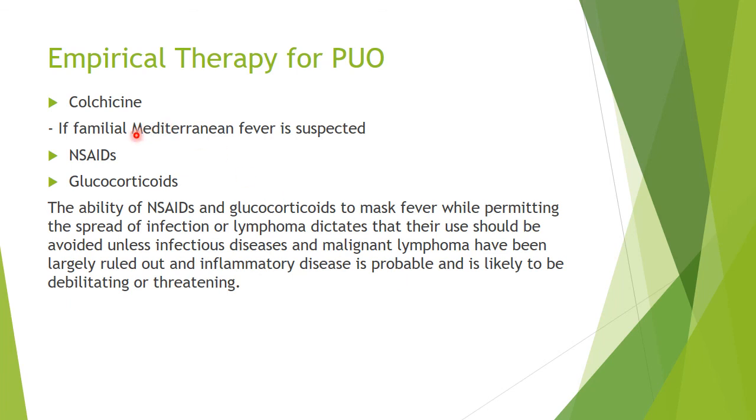Another one is colchicine, if familial Mediterranean fever is suspected, and NSAIDs and glucocorticoids. The ability of NSAIDs and glucocorticoids to mask the fever while permitting the spread of infection or lymphoma dictates that their use should be avoided until infectious disease and malignant lymphoma have been largely ruled out. An inflammatory disease is then probable and is likely to be debilitating or threatening. So NSAIDs and glucocorticoids should be only used after you rule out infectious disease and malignancy.